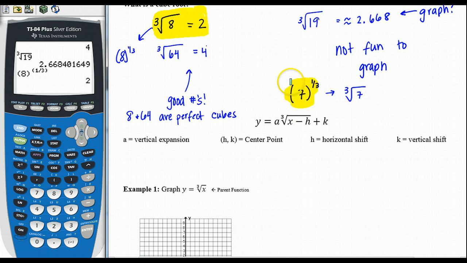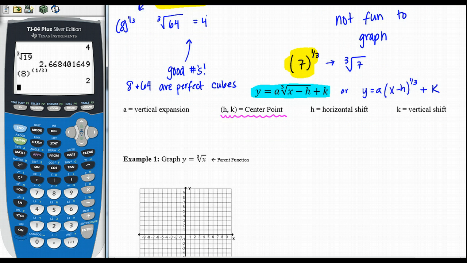So if you look here, I've got the standard formula for a cube root function: a times the cube root of x minus h, plus k. Or we could have y equals a times x minus h to the 1/3 power plus k. That's the only difference if we change the notation to radical or to exponential. So a is my vertical expansion, h, k is my center point. This one is important. h is the horizontal shift and k is the vertical shift.